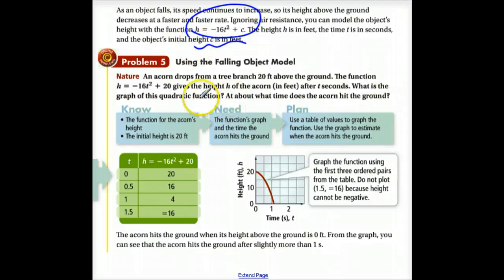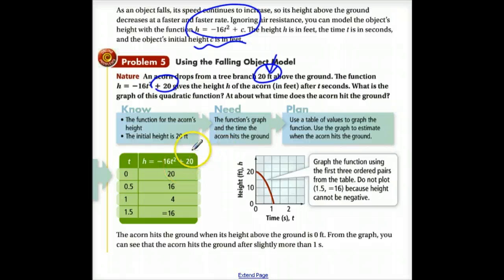So let's say an acorn drops from a tree branch 20 feet above the ground. That's the initial height. That is our c value. The function h equals -16t squared plus 20, for the 20 feet above ground, gives the height of the acorn in feet after t seconds. What is the graph of this quadratic function? And about what time does the acorn hit the ground?